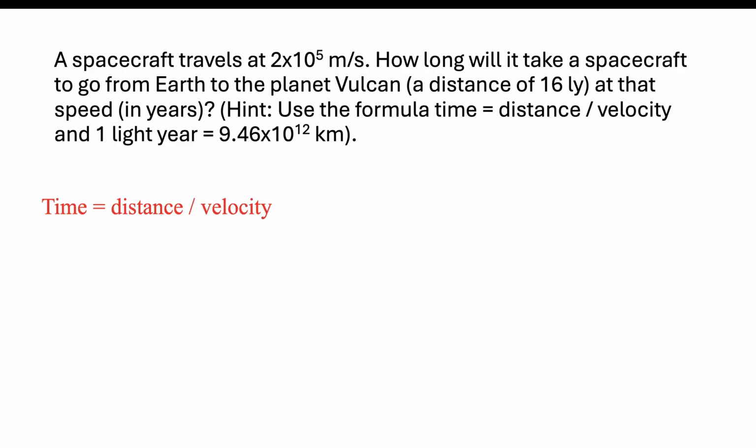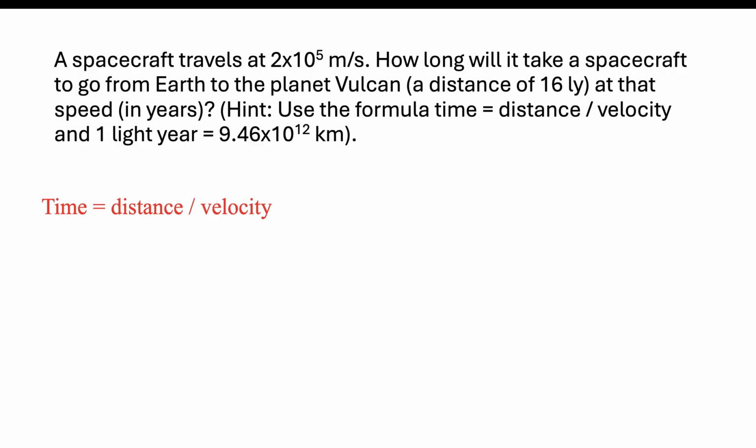So our problem asks us to calculate the distance a spacecraft takes to get to the planet Vulcan. We're also given a formula that we will use to do the calculation. So we'll start with that formula. Time is equal to distance divided by velocity.